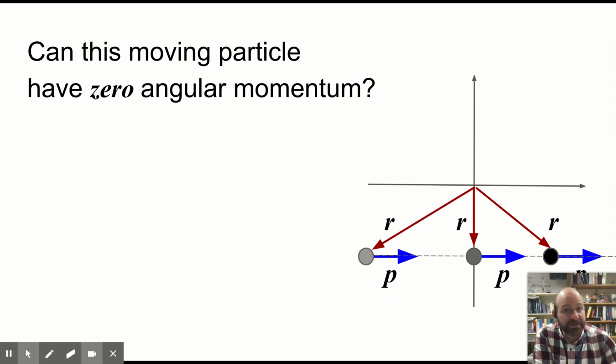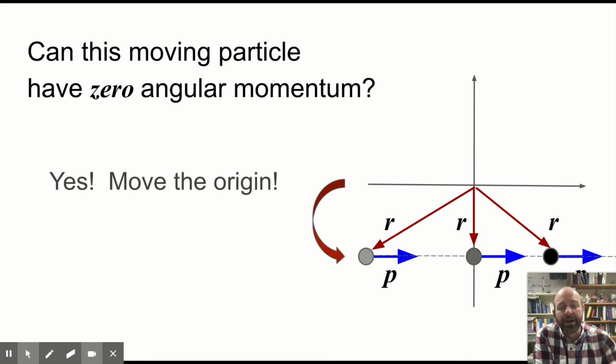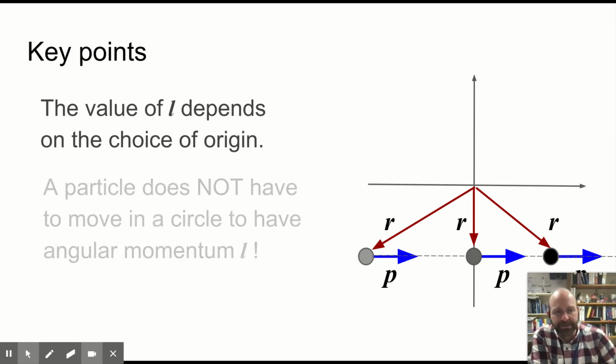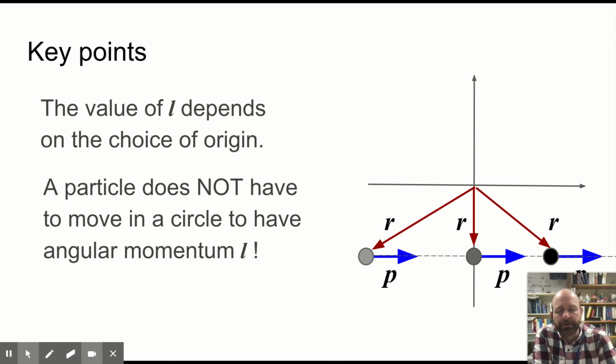Can this moving particle have zero angular momentum? Sure. What if the origin, the point we're measuring from, is along that path? Well, then suddenly the angular momentum would be zero because the r vector would always be zero, or at least the perpendicular part. So a particle doesn't have to move in a circle to have angular momentum, and that is the big idea.